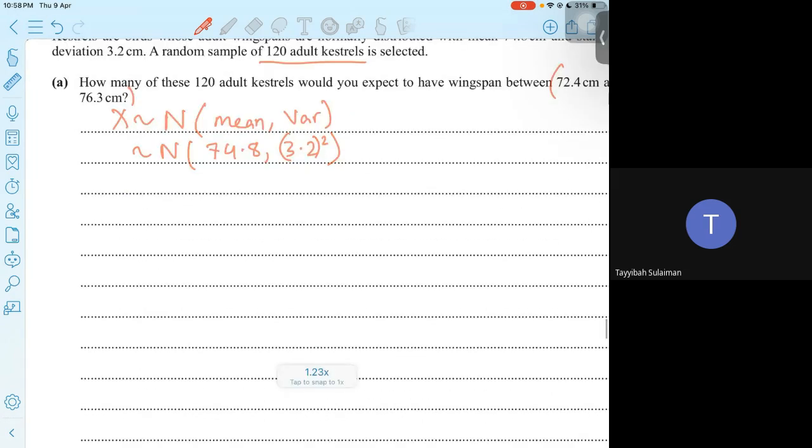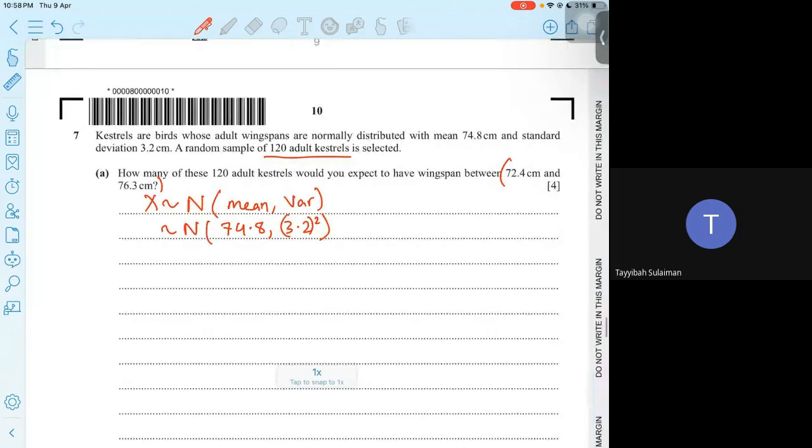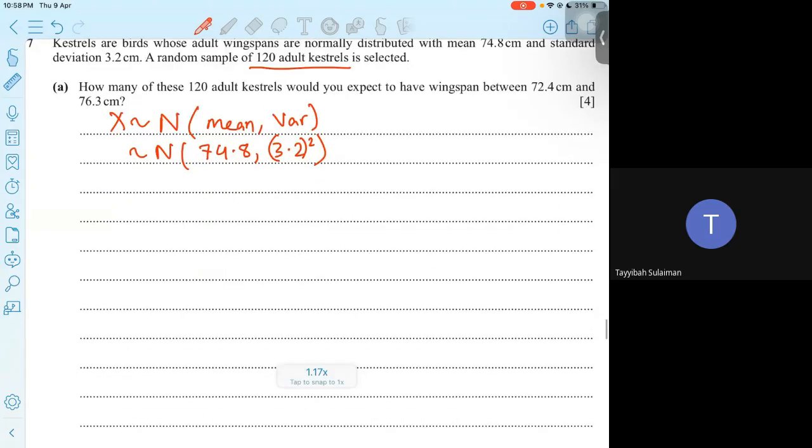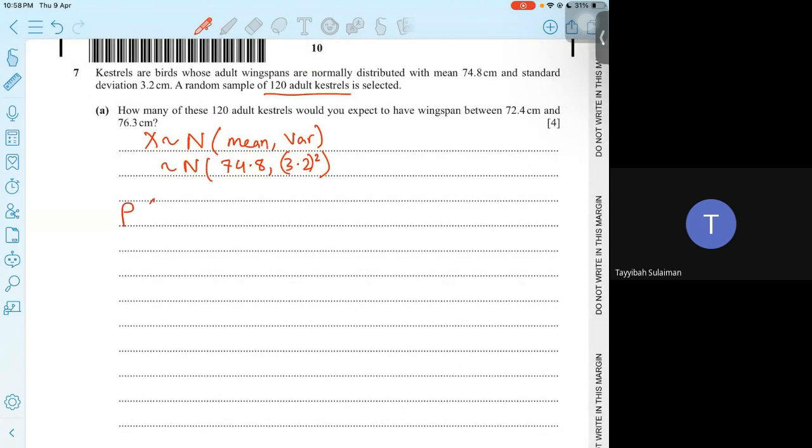The formula, yet again, is P of (X minus mu) over sigma. Since they've told me that it has to be between these two values, my Z has to be more than one of these and less than one of these. So let's try this once again. So P of 72.4 minus 74.8, this minus this, over the standard deviation, which is 3.2.